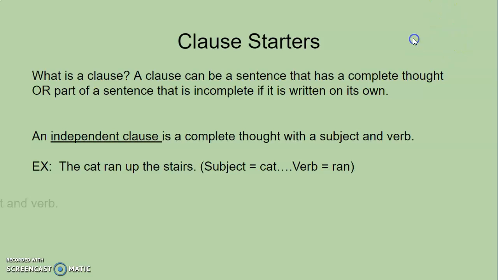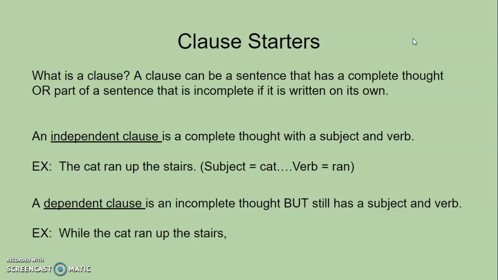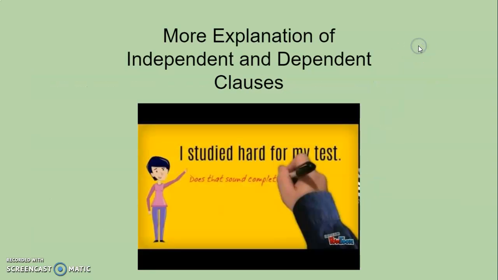The other type of clause is called a dependent clause. It's an incomplete thought, but it still has a subject and a verb. Here's an example. While the cat ran up the stairs, what about the cat? What did he do when he got up the stairs? So there's not enough information for that to be a complete thought. We would need to add on to that sentence.